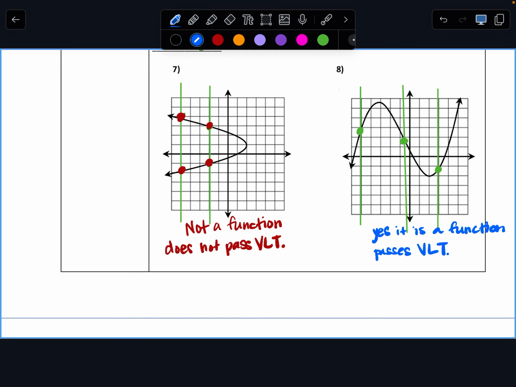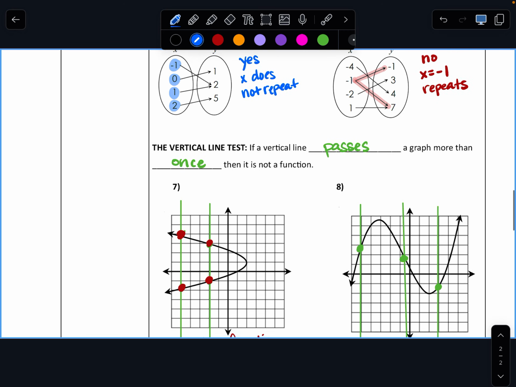So that's all you're going to be doing on today's practice, is deciding, is this relation a function, using these rules.